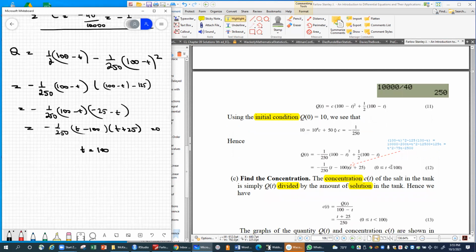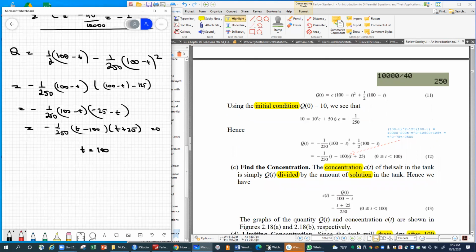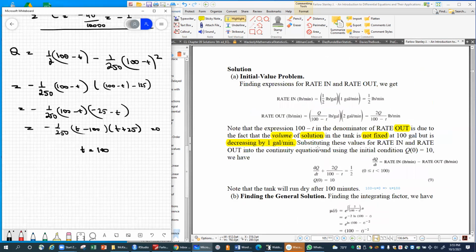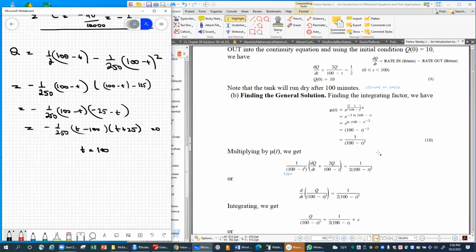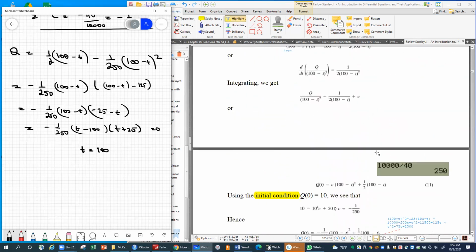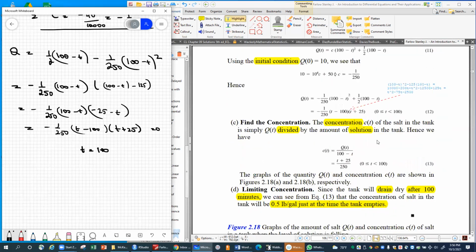One other thing important to note here is that what we found is Q, and Q is the actual amount of salt. On the other hand, we also wanted to find the concentration. Q was the actual amount of salt. Concentration C is not the same. Concentration is the amount of salt divided by how much total, so C is Q over how much liquid, and that's 100 minus t as we know.